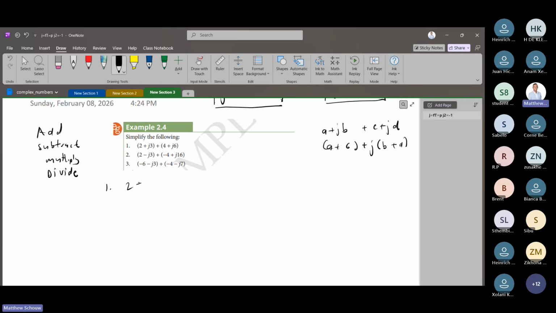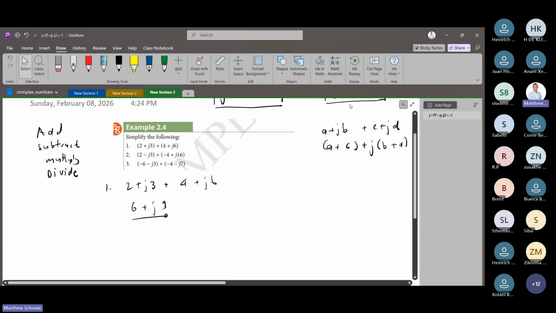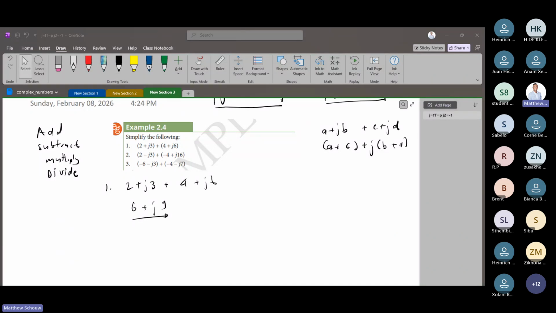So for instance, let's do this. 1 is 2 plus j3 plus 4 plus j6. I simply add 2 and 4, which is 6. I simply add 3 and 6, and that is 9. Well done. You've added two complex numbers. It's really easy, right? 6 plus j9. Okay. Are we all content with that? Really easy. Do number 2 and number 3 for me.